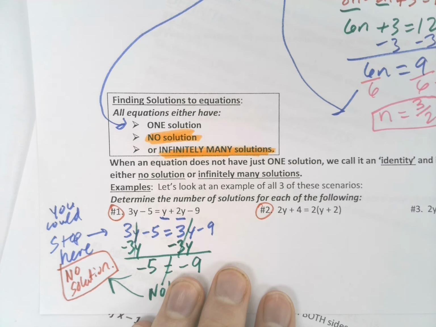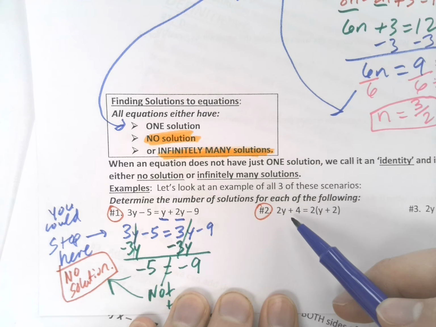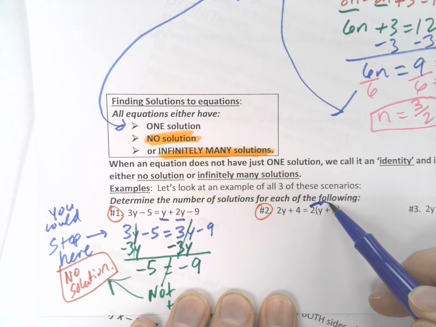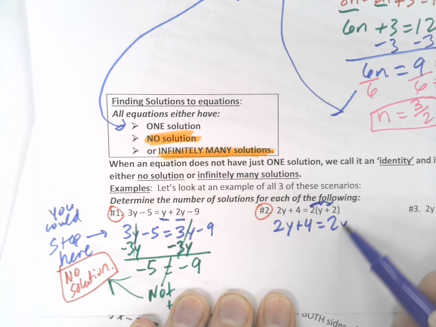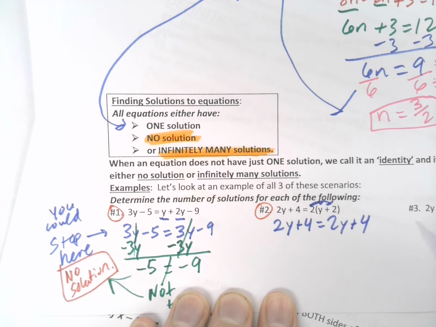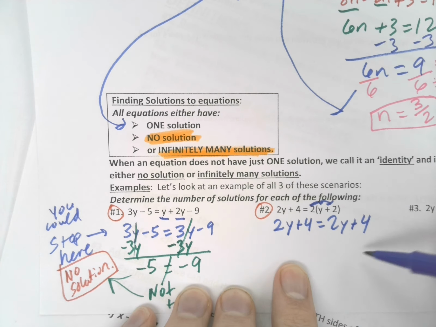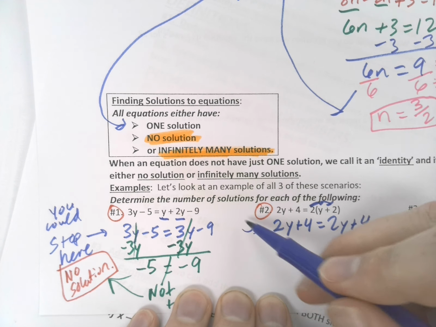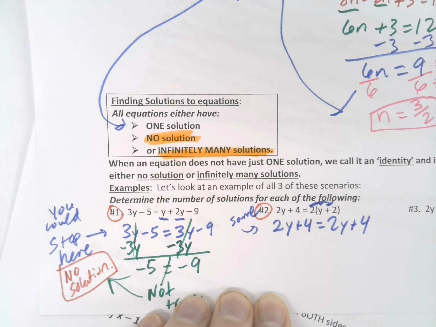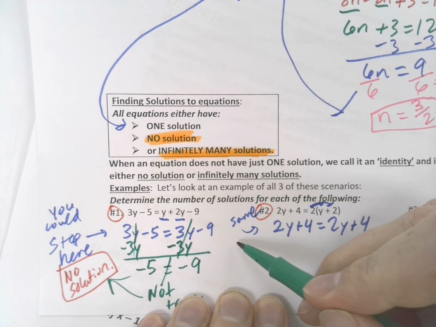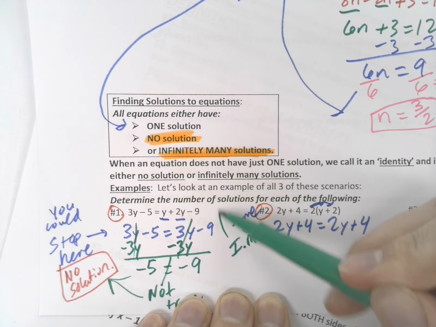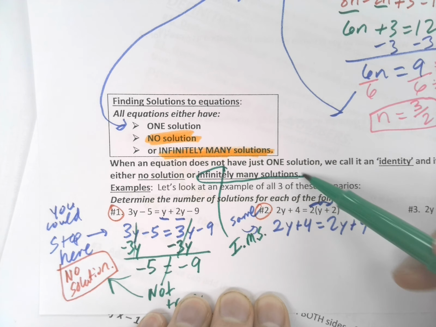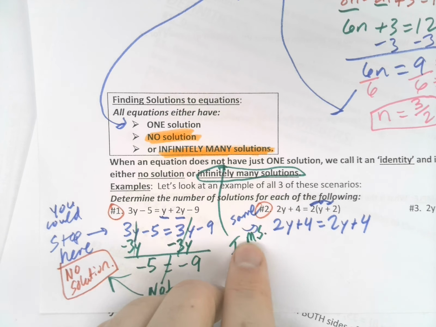Take a look at number 2. Sometimes these are a little bit easier to spot. We distribute. You get 2y plus 4 equals 2y plus 4. Oh, wait, these are the same. So you could honestly stop here and say, oh, this is infinitely many solutions. You could say that right there.